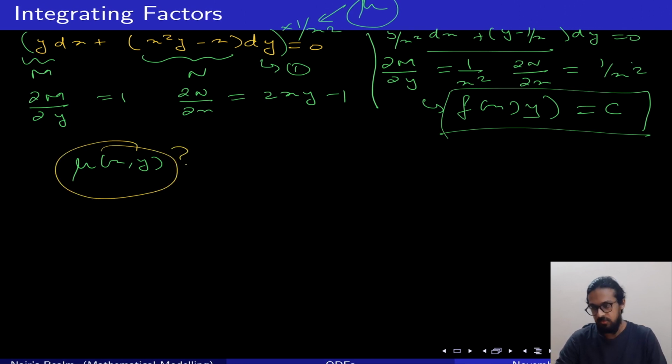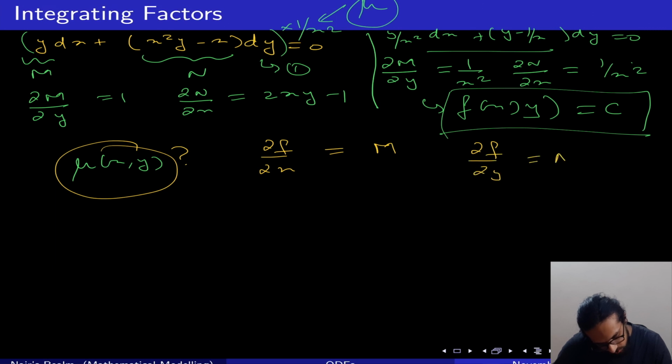How do we find this? For that, let's think of it this way. Now I have ∂f/∂x equal to M and ∂f/∂y equal to N. And we saw that only if we multiply μ into this differential equation, which means I actually have μM and μN, only then is it an exact differential equation, right? So our purpose is actually μM dx plus μN dy is equal to 0.